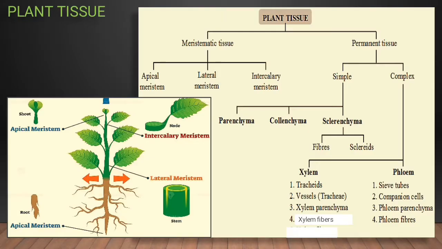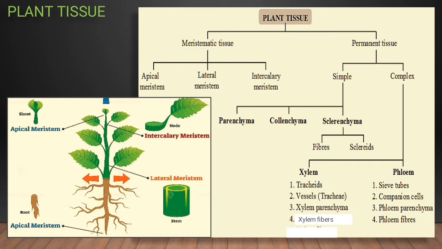Plant tissues are broadly classified into two categories based on their capacity of cell division. We have meristematic tissues and permanent tissues. When we say meristem, it is a type of tissue system in plants composed of a mass of undifferentiated cells, and their primary function is to take part in the growth of plants.